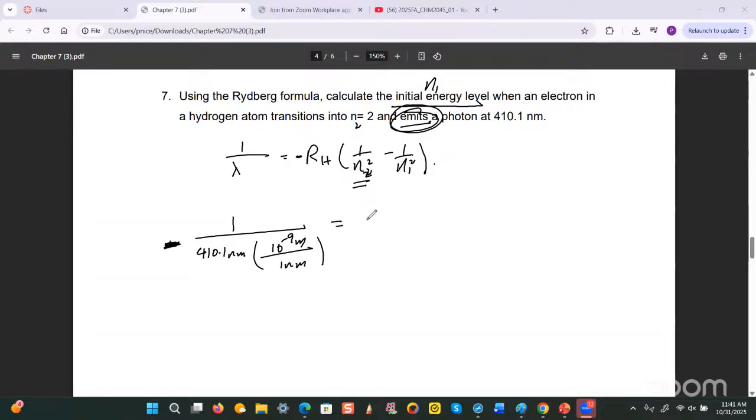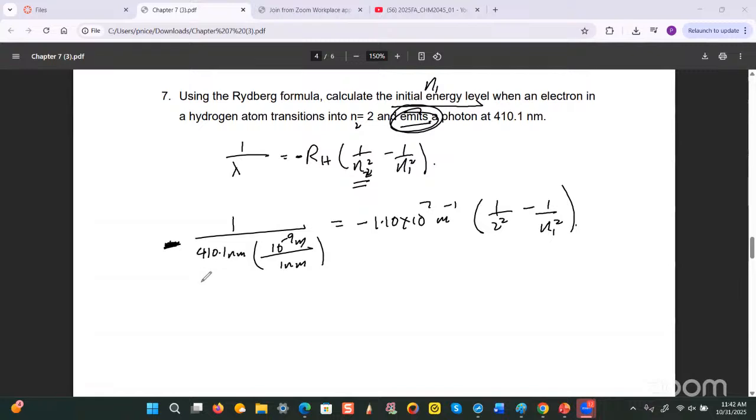And then I'm going to set that to be equal to minus 1.10 times 10 to the 7 meters to the minus 1 times 1 over N2 squared, right? Which is what we're trying to find. I'm sorry. We're trying to find N1 squared. So N2 is 2, actually. So let me change this here. This is going to be 2 squared minus 1 over N1 squared. So N1 squared is what we're trying to find, all right?